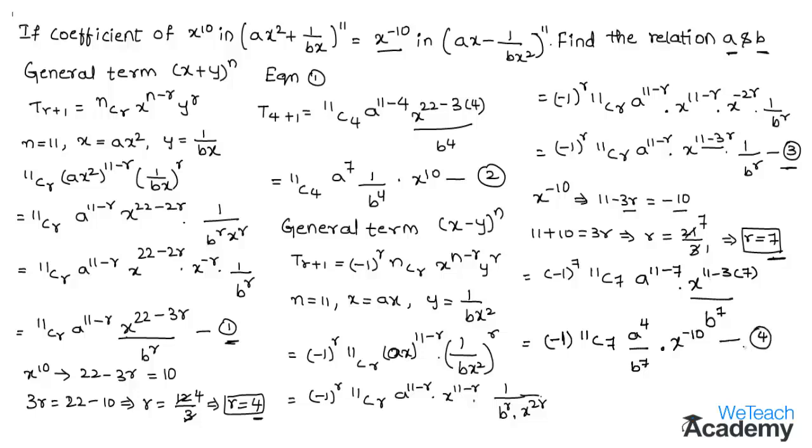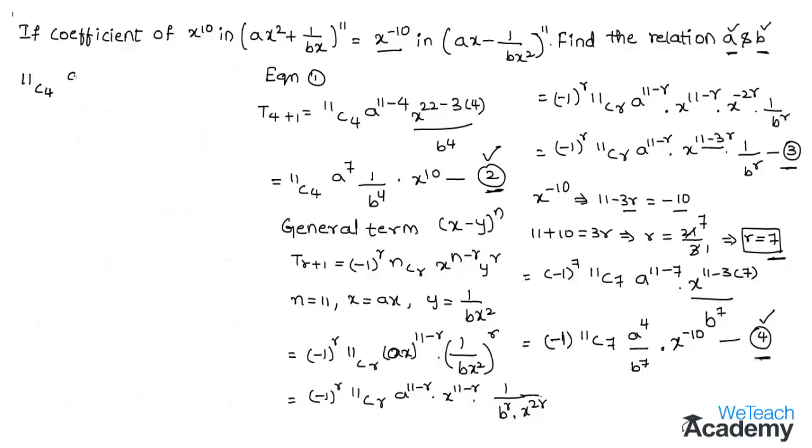So given that the quotient of x power 10 in the expansion of ax square plus 1 by bx whole power 11, which is nothing but the equation 2, is equal to the quotient of x power minus 10 in the expansion of ax minus 1 by bx square whole power 11, which is nothing but the equation 4. So according to the hypothesis, let us equate equation 2 and equation 4. So on equating the quotients, we get 11c4 into a power 7 divided by b power 4 is equal to minus 11c7 into a power 4 divided by b power 7.